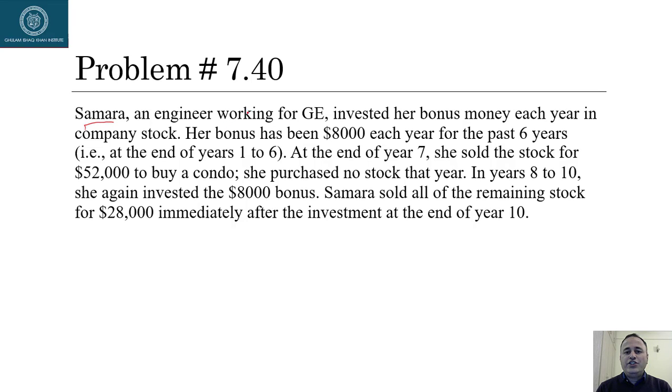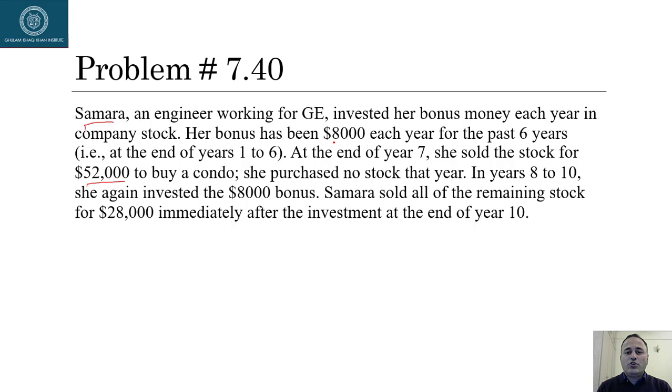Samara, an engineer working for General Electric, invested her bonus money each year in company stock. Her bonus has been $8,000 each year for the last 6 years, at the end of years 1 to 6. At the end of year number 7, she sold the stocks for $52,000.